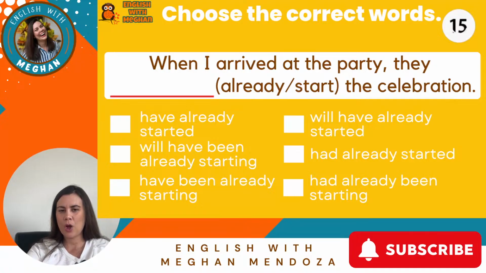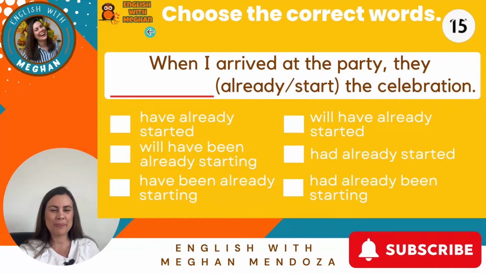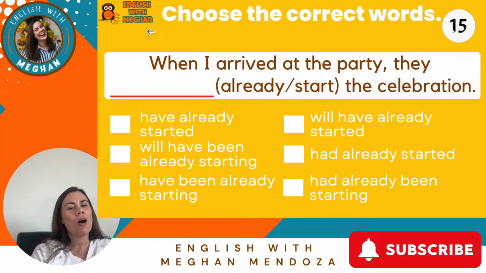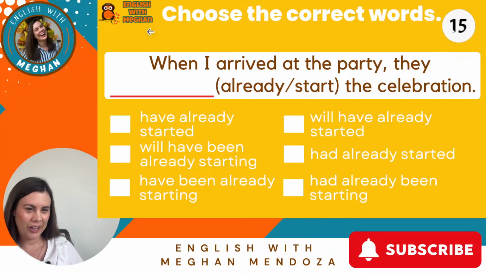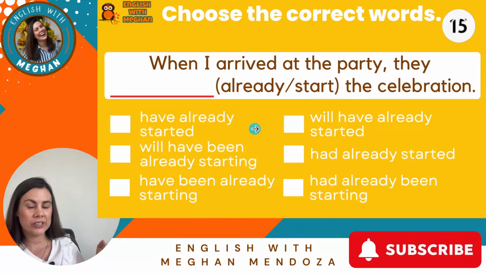Next one. When I arrived, hello to Mari, welcome to the chat. When I arrived at the party, they already start the celebration. Okay, so write your answer in the chat.